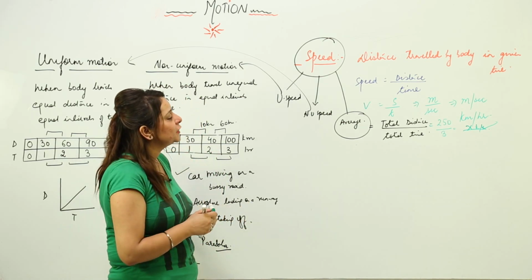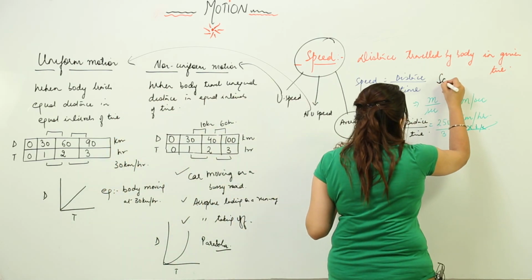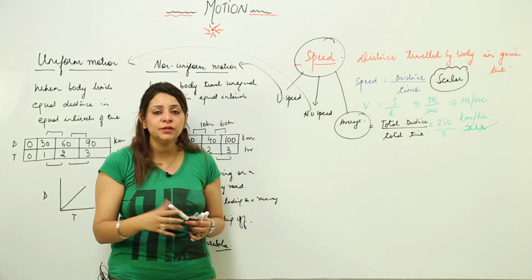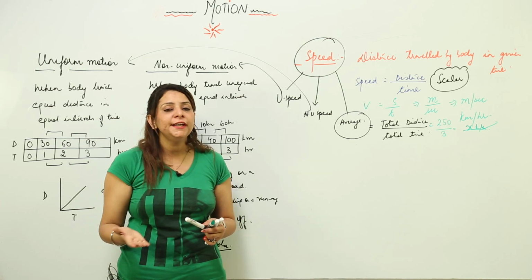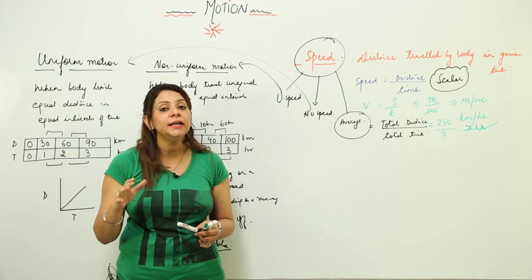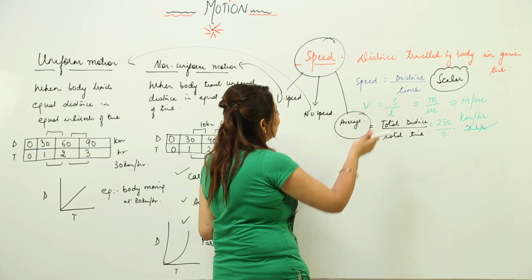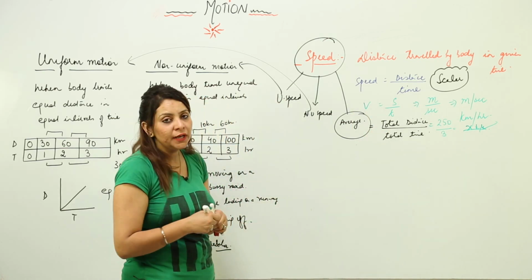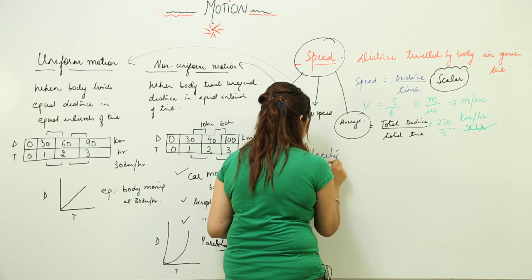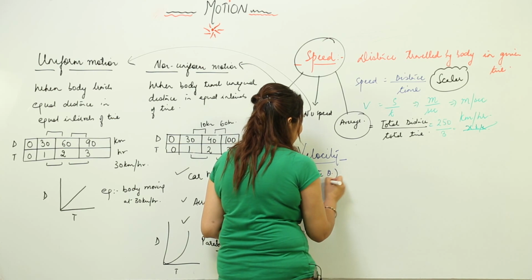Now as you can see, speed depends upon distance, and distance is a scalar quantity. So we can say that speed gives a good amount of information, but not complete information, because it is a scalar quantity. A scalar quantity does not specify the direction, it is an incomplete quantity. So we need a quantity which gives the same thing as speed does, but it should be a complete quantity, and that quantity is velocity. Velocity is a complete quantity because it specifies magnitude as well as direction.